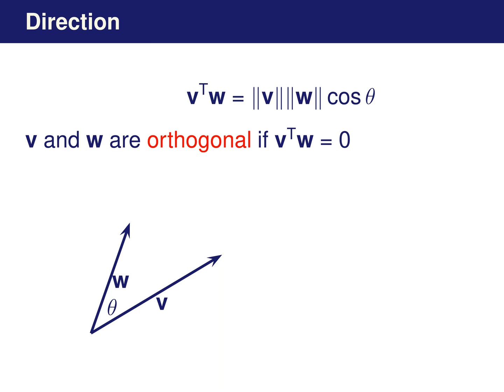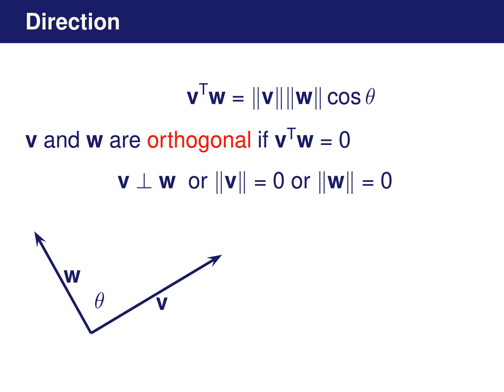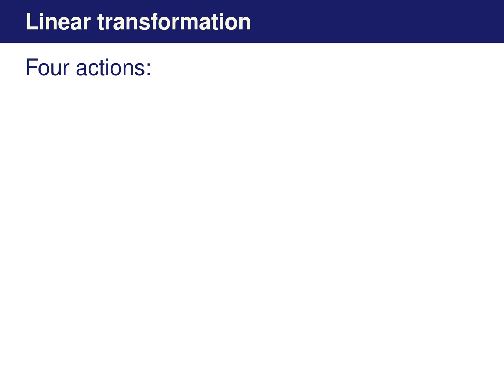If the inner product of two vectors is 0, we say that the vectors are orthogonal. This can happen when either the vectors are perpendicular, or either vector has 0 length. Let's move on to matrices.